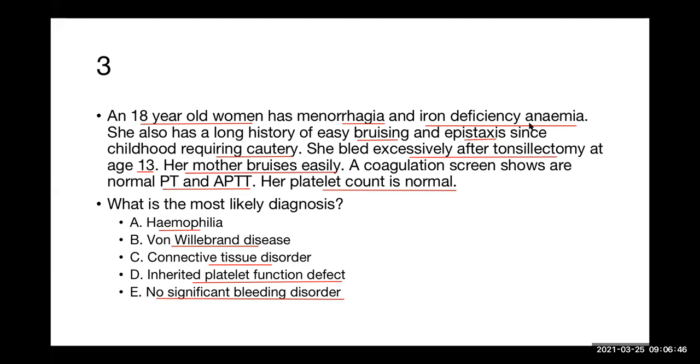So, a clear-cut case of bleeding disorder. This is a bleeding disorder case. She also has a long history of easy bruising and epistaxis in childhood requiring cauterization, a prolonged history. She has a family history also. So we found out that most probably it's an autosomal dominant disorder. And the important clue is normal prothrombin time and APTT, but platelet counts are normal.